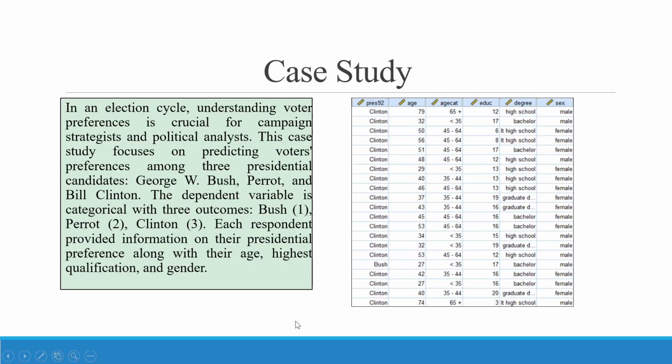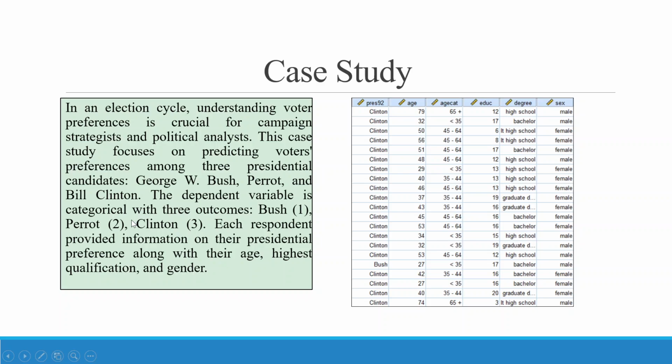Now we will take one case study. In an election cycle, understanding voter preferences is crucial for campaign strategists and political analysts. This case study focuses on predicting voters' preference among three presidential candidates. The candidates are George Bush, Barrett, and Bill Clinton. Remember, this is just hypothetical data.